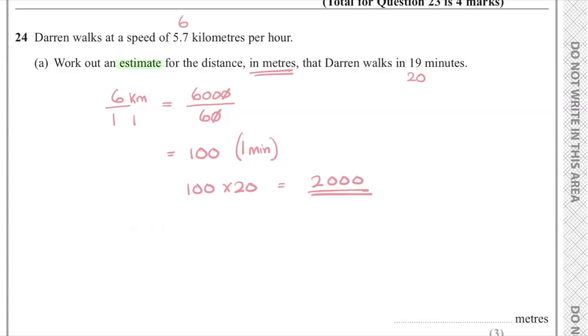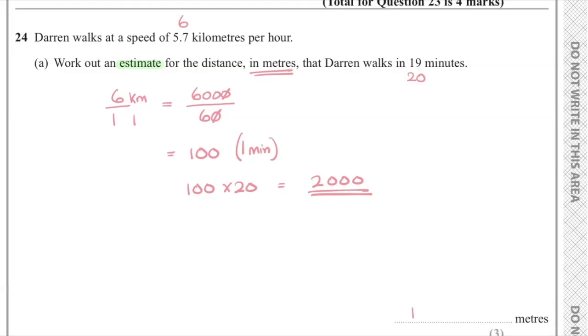Now, it would have been just as easy at this stage to have used the 19 that I'd been given because I'm timesing by 100. And if you did that and got 1900 as your answer, that would be fine. They do allow a range.